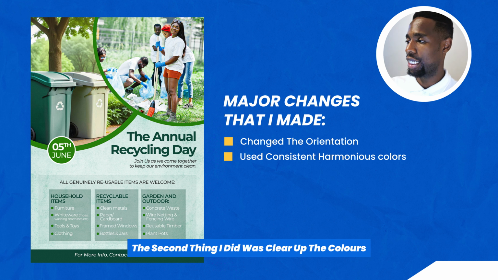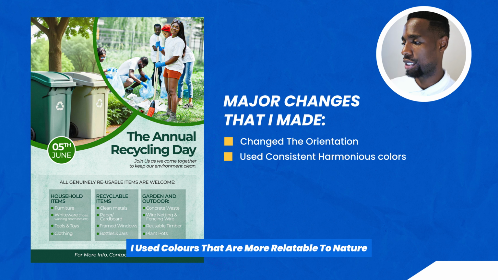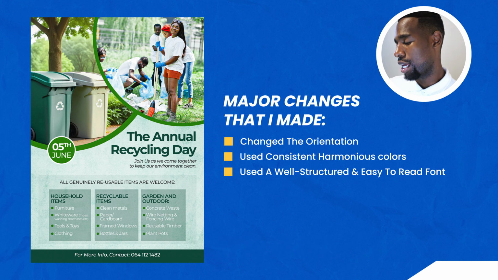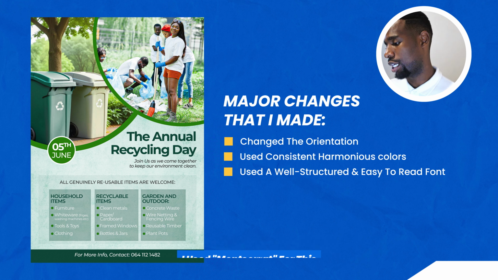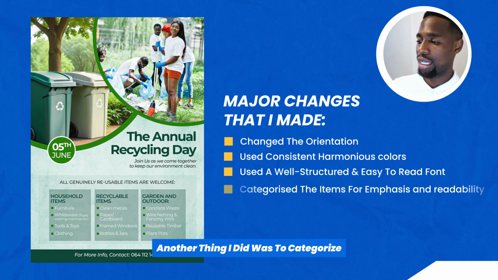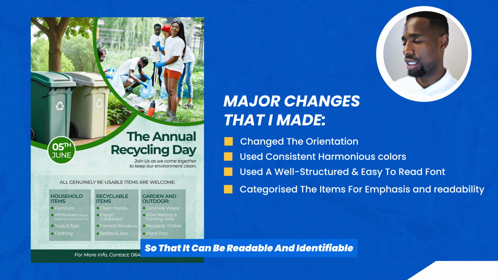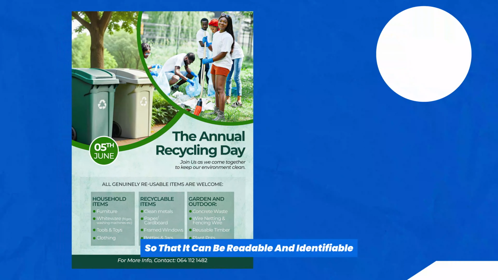The second thing I did was clear up the colors. I used colors that are more relatable to nature. The third thing I did was change the typography, and I used one font family, right? I used Montserrat for this. Another thing I did was to categorize the items into groups so that it can be readable and identifiable.